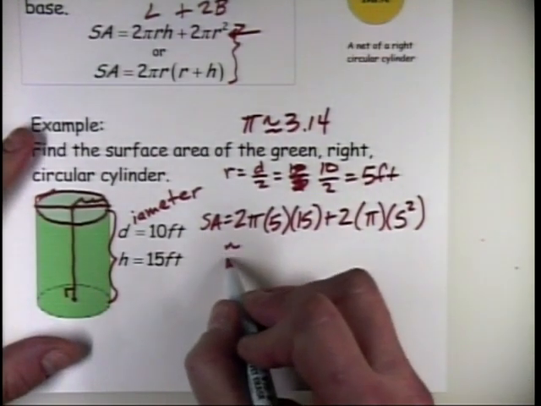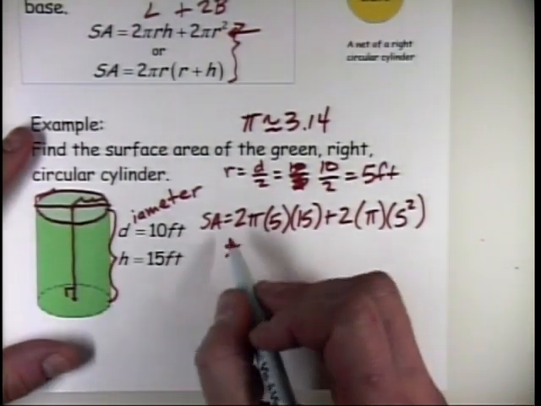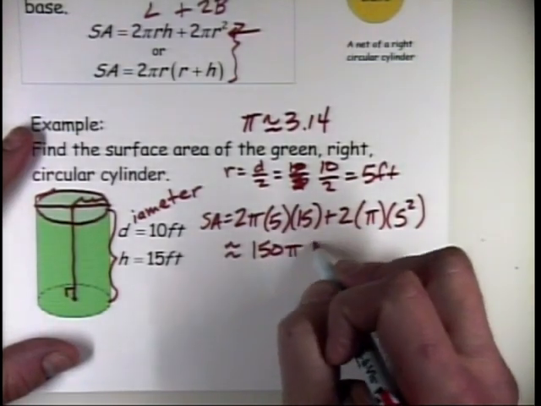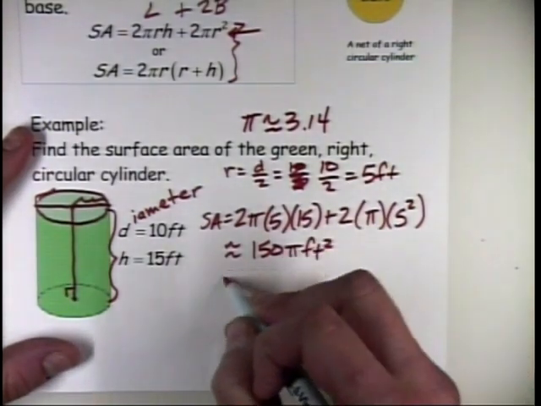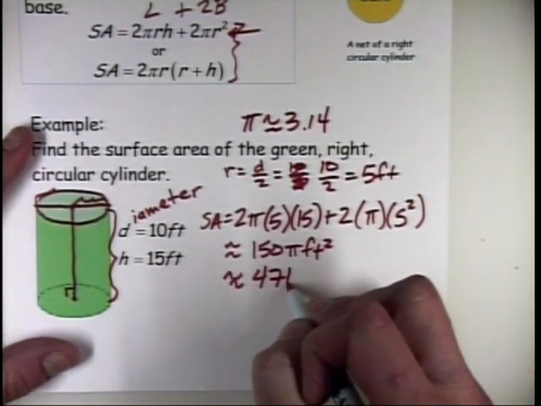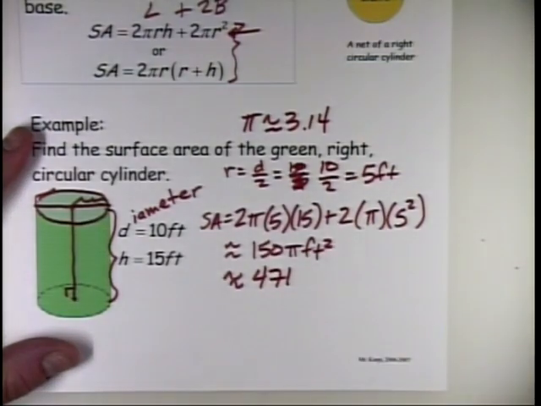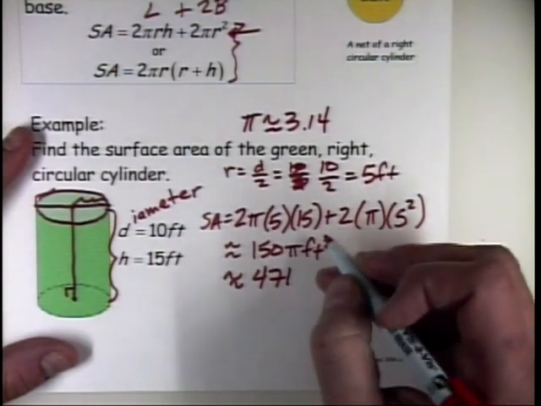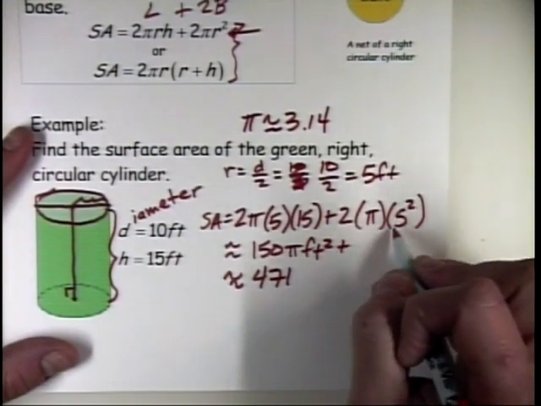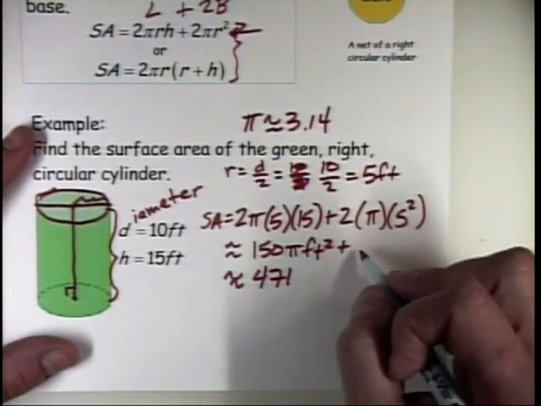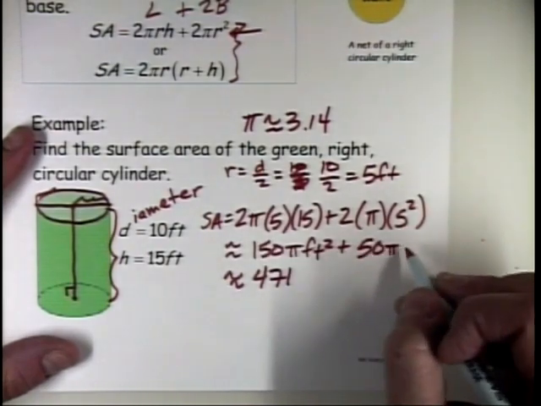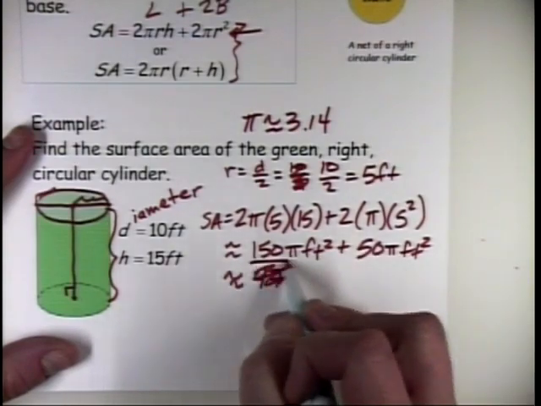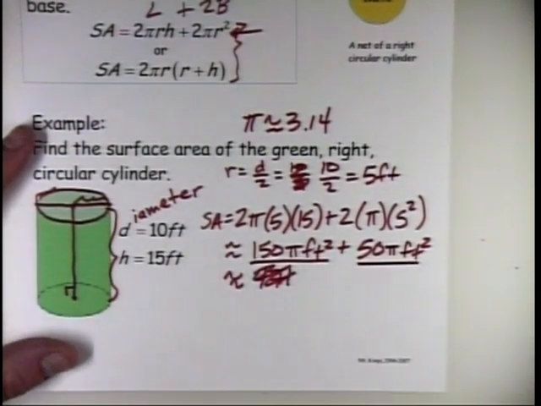Well, I'll let you do it at home. You end up with 150 pi, that's keeping it as an exact answer, square feet, which comes out to be approximately 471. Oops, I'm getting ahead of myself again here. This is 150 pi square feet plus 50 pi square feet. So you can go ahead and add those together. I didn't bring my calculator with me today, but these are exact answers.